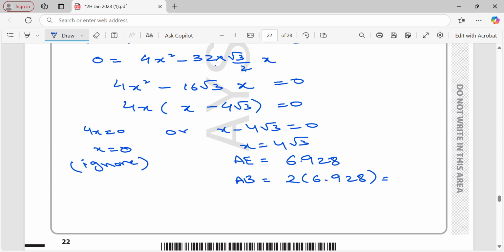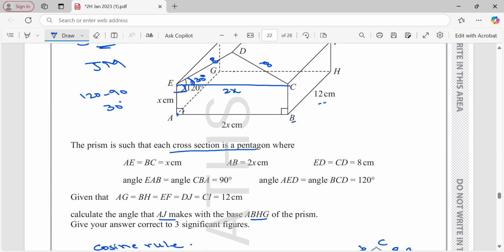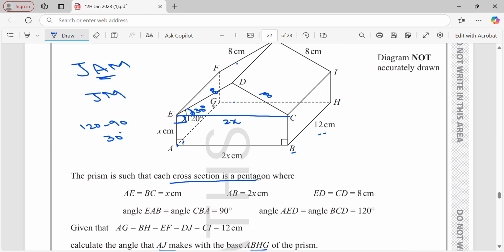Okay, so 6.928 into 2, and that is 13.856. All right, so AB is 13.856. So we got this length.